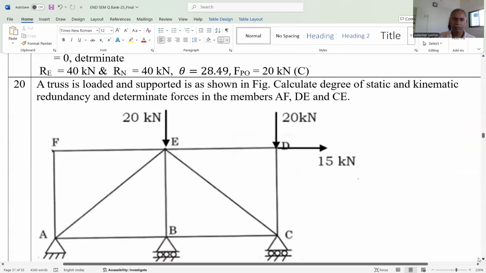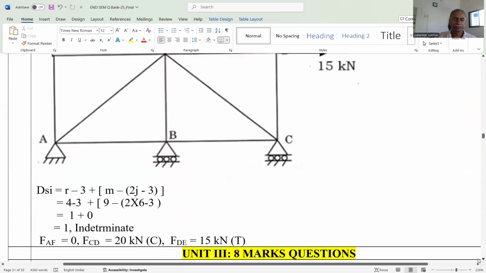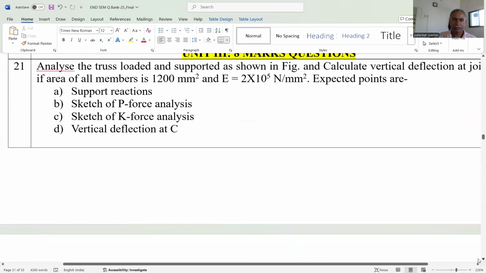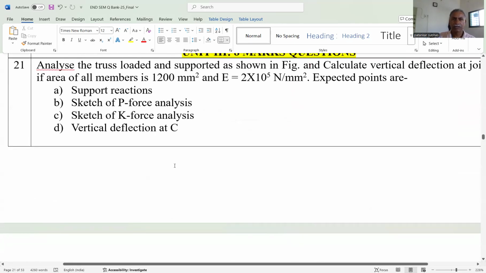Determine forces in the members. So, analyze the truss. The problem is: analyze the truss loaded and supported as shown in the figure. Calculate the vertical deflection. The area of all members is the same, 1200 mm square, and the modulus of elasticity is 2 into 10 raised to the power 5. What are the expectations? Support reactions, sketch the P force analysis, sketch the K force analysis, and the vertical deflection at C.